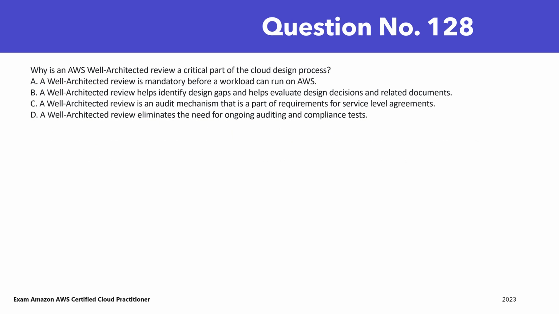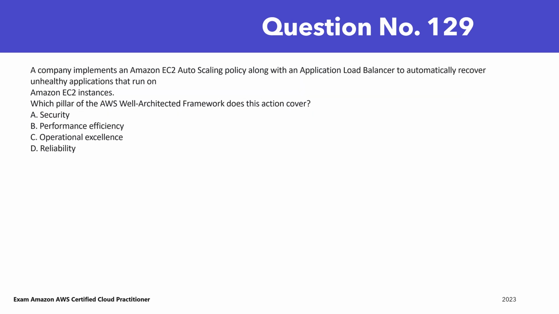Why is an AWS Well-Architected review a critical part of the cloud design process? A. A Well-Architected review is mandatory before a workload can run on AWS. B. A Well-Architected review helps identify design gaps and helps evaluate design decisions and related documents. C. A Well-Architected review is an audit mechanism that is a part of requirements for service-level agreements. D. A Well-Architected review eliminates the need for ongoing auditing and compliance tests. Correct answer, B.